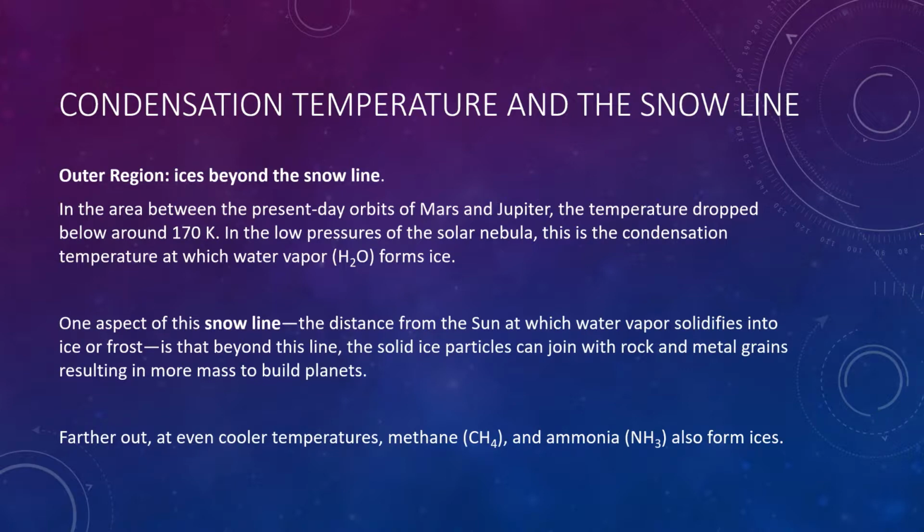Right, so in the inner parts of the solar system, we only had rocks and metals. But now, beyond this snow or ice line, we have icy materials to help build the planets. So this can give us an idea as to why the outer planets are bigger. And we'll get to that more throughout this lecture. So even further out, at even cooler temperatures, there are methane and ammonia ice lines as well. So basically, the further out you go, the more material you have to build planets.